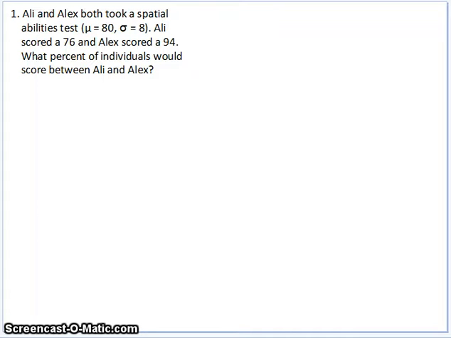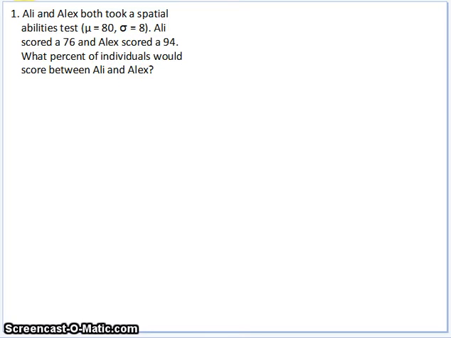So our question that we're looking at here today says, Ali and Alex both took a spatial abilities test. In that test, we found that the mean was 80 and the standard deviation was 8. Ali scored a 76 on the test and Alex scored a 94. And the question that we're asked to solve is what percent of the individuals would score between Ali and Alex on the test.